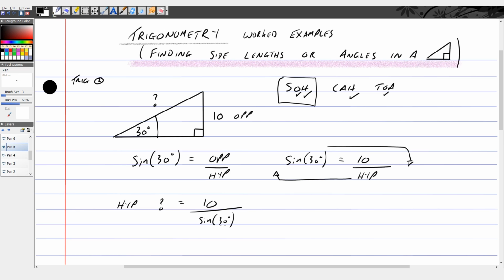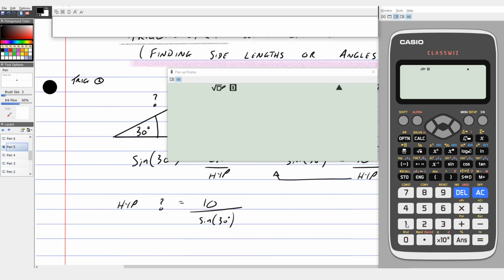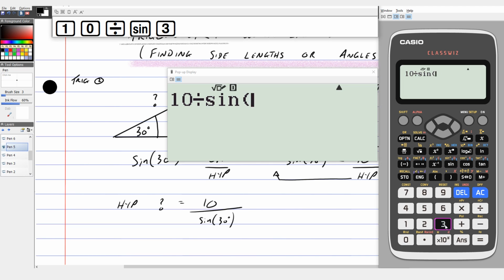And we know what the sine of 30 degrees is. It's a known number because our calculator will tell us what it is. So let's do that. We're doing 10 divided by the sine of 30 degrees. So 10 divided by sine of 30, when my calculator is in degrees mode, is 20.